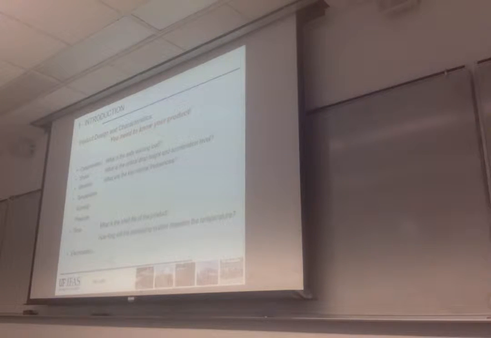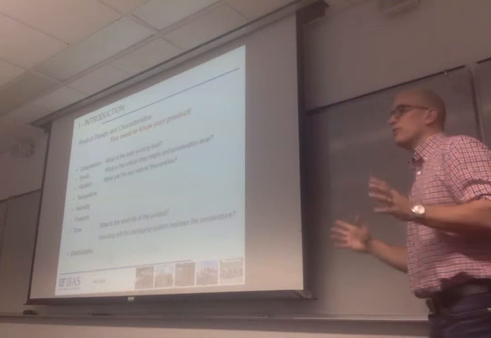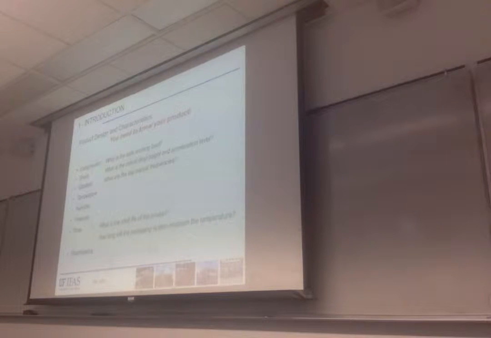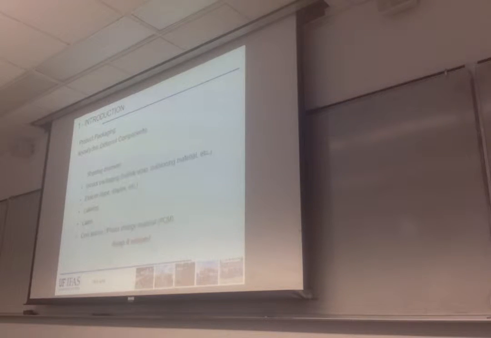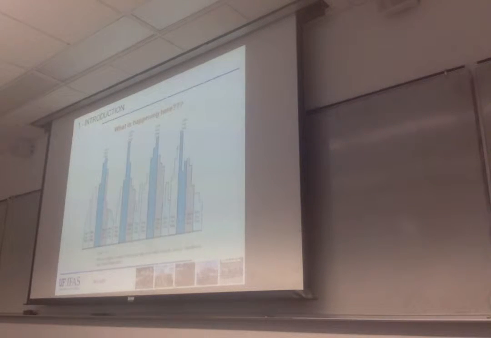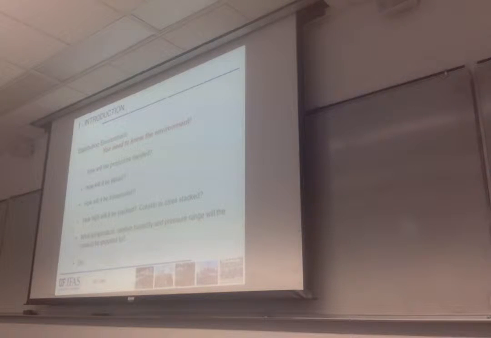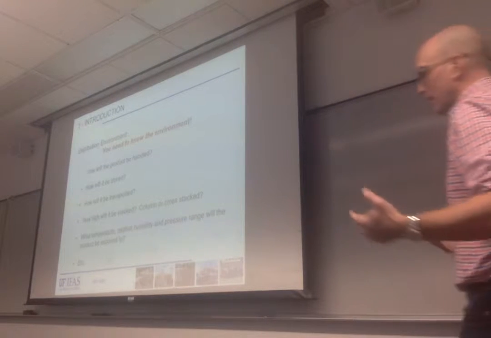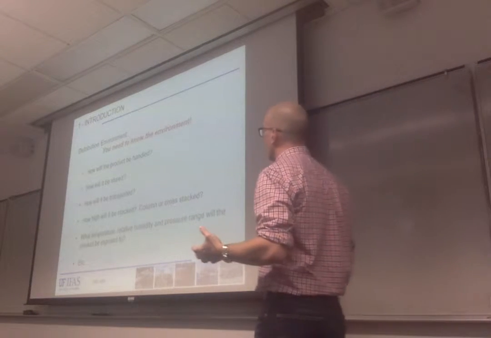Then we talked about two main things. First thing we discussed is that you need to know your product. If you don't know the product characteristics, which are listed here, or some of them are there, or you may need other characteristics as well, it's going to be very difficult to be successful. We also mentioned that we need to know the environment in which it's going to be shipped.